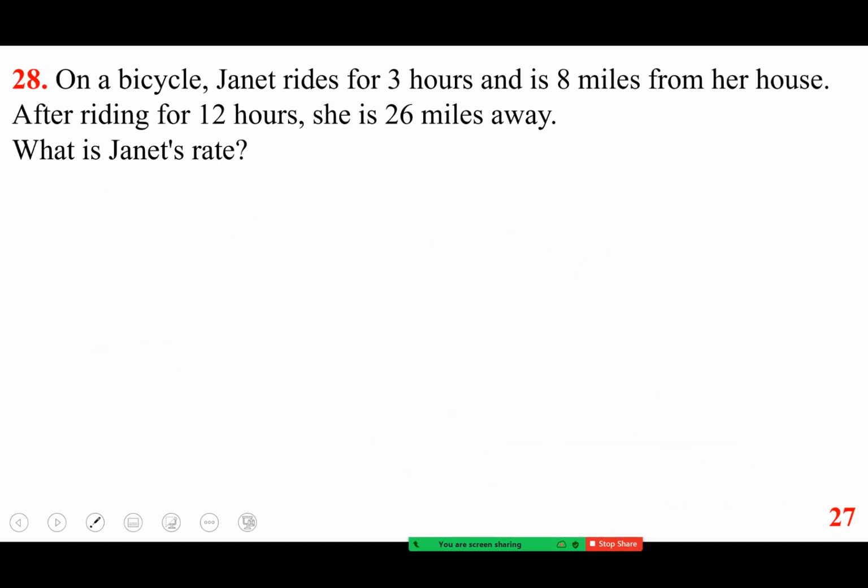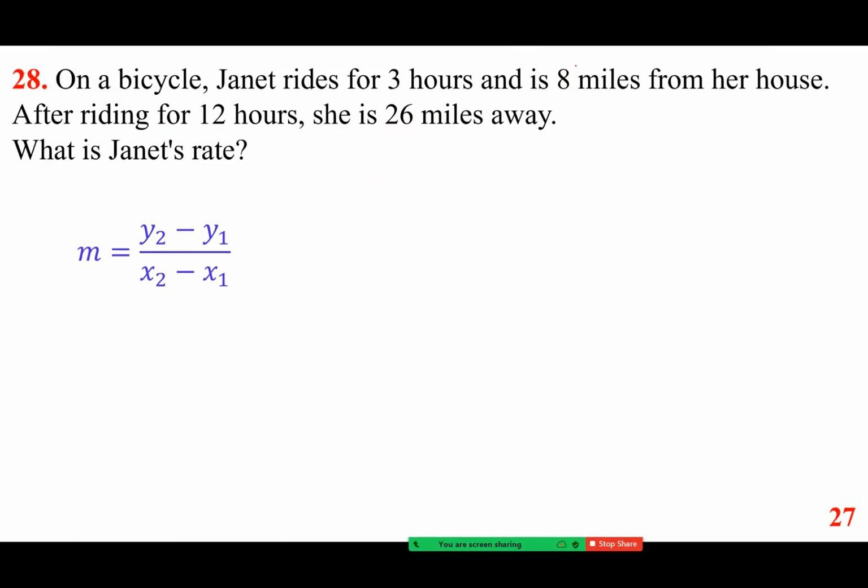On a bicycle, Janet rides for 3 hours and is 8 miles from her house. After riding for 12 hours, she is 26 miles away. What is Janet's rate? And rise over run, y sub 2 minus y sub 1 over x sub 2 minus x sub 1. So the difference in mileage, 26, so we can write the pairs if you will.